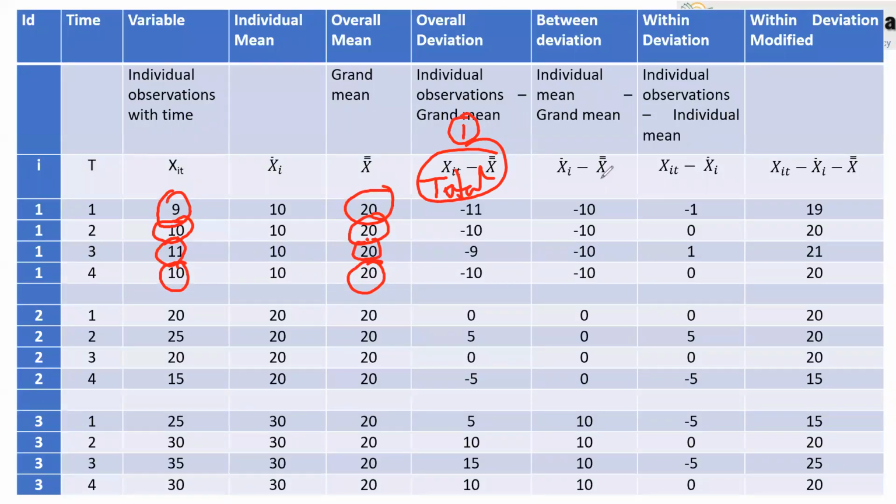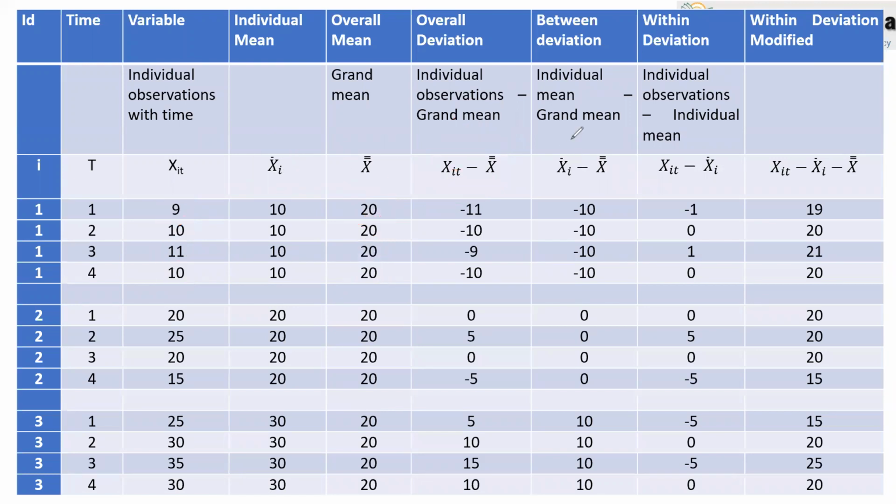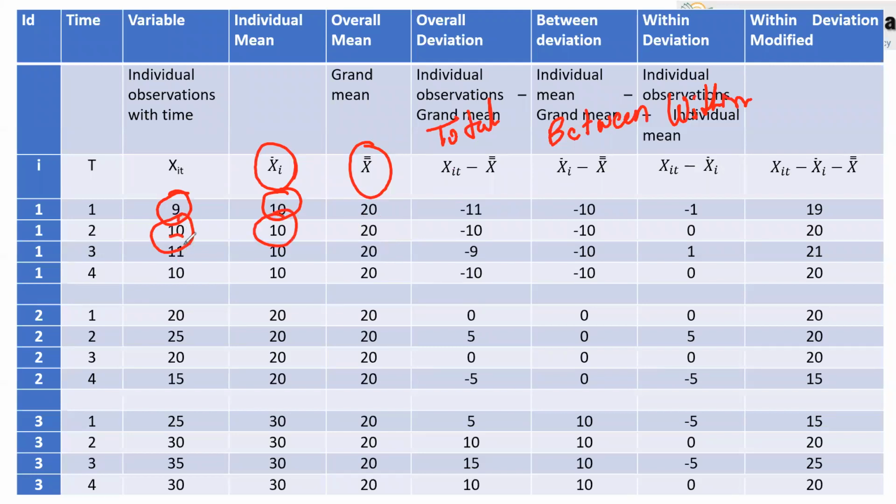In this case, we are calculating the group mean minus the grand mean. We are calculating the difference between the group mean and the grand mean. So this is called between. This is total and this is between, and this third case is known as within. Within means 9 minus 10, 10 minus 10, 11 minus 10, 10 minus 10.